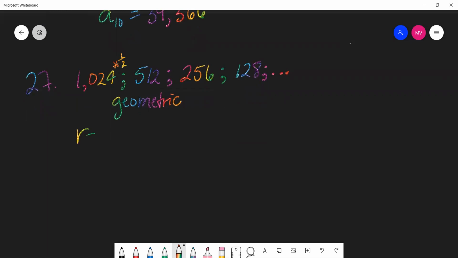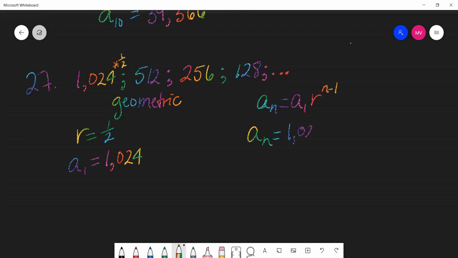And so we know we're going to have a ratio. So our ratio is 1/2. And our first term is 1024. All right, so our base explicit geometric formula is AN equals the first term in the sequence times the ratio raised to the power of the previous position number. So when we plug that in, we know that A1 is 1024. And we know that our ratio is 1/2. And it's raised to n minus 1.